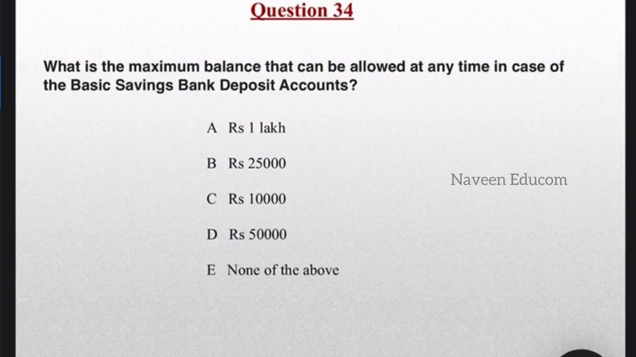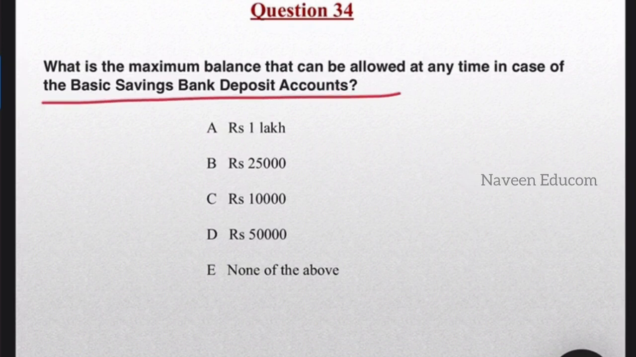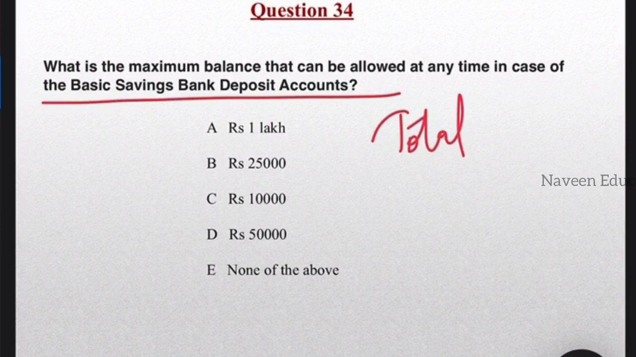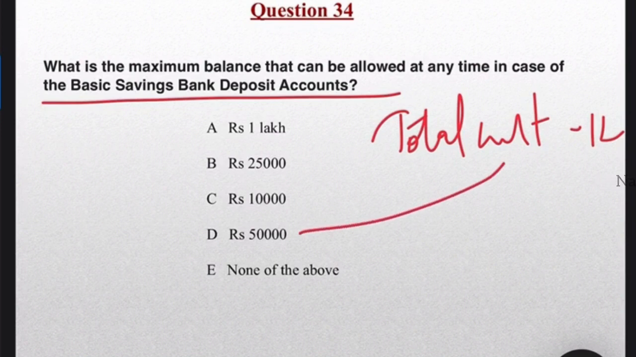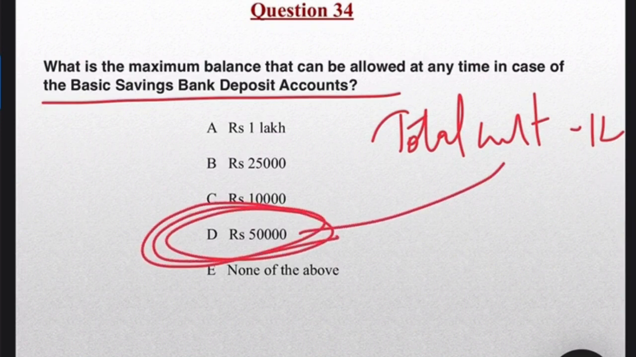So coming to the next question, what is the maximum balance that can be allowed at any time in case of the basic savings bank deposit accounts? So students, what's the answer? Before that, let me explain to you. The total credit should not be more than rupees 1 lakh in a year in the BSBDA accounts. So that's a very important point. Whereas the maximum balance at any point of time should not be more than rupees 50,000, which is our answer.